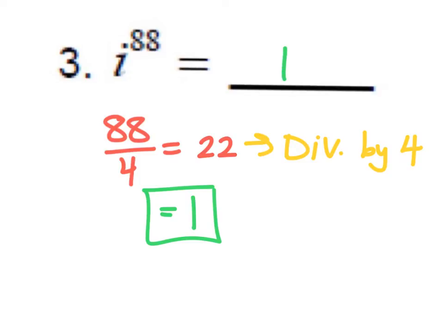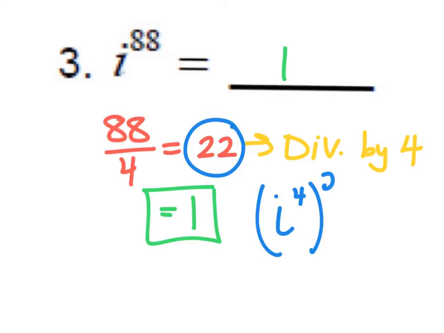Long version. The longer way to do this, guys, is to write out our answer like this. When I divide 88 by 4, I have i to the 4th raised to the 22nd. i to the 4th is 1. 1 raised to the 22nd is 1. So that's the longer way to do it. Or we can remember, if it's even and divisible by 4, the answer is 1.